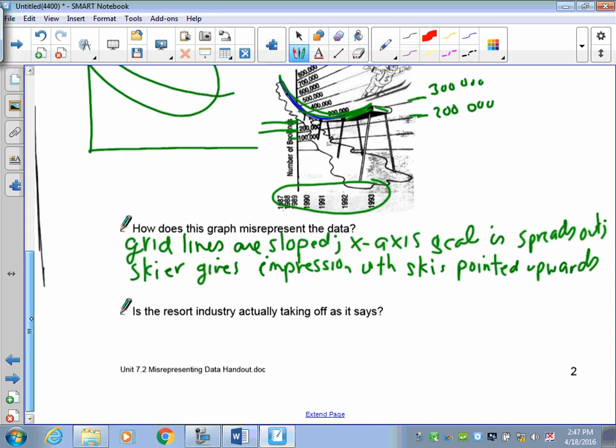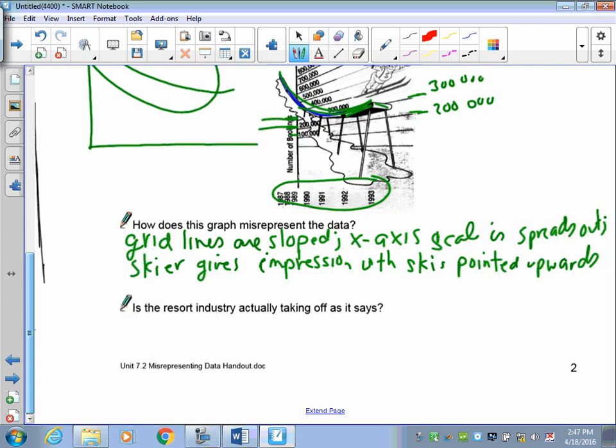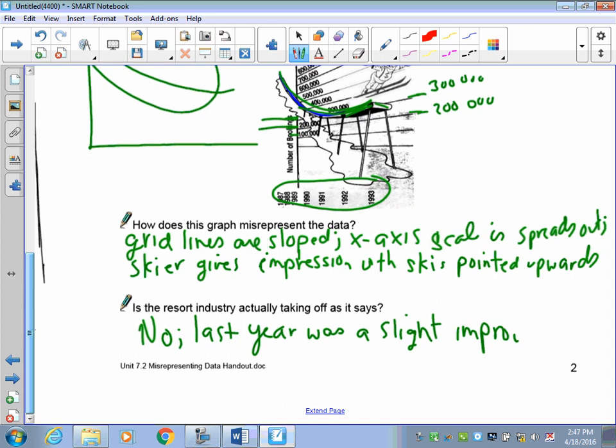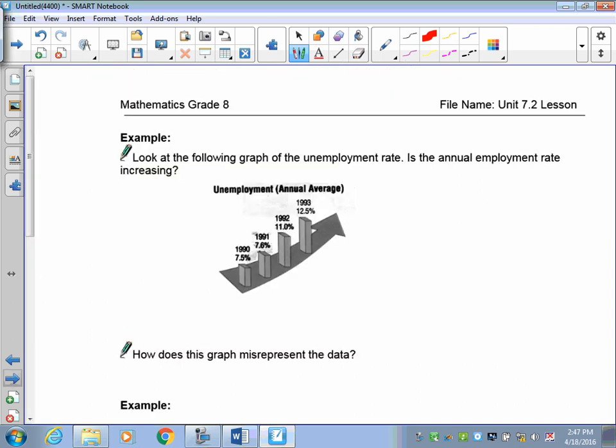All right. So is the ski resort actually taking off as it says? The answer to this is no. The best that can be said is that the last year was a slight, and I mean a real slight, improvement. And I'm not even going to swear to that, because looking at the information right in here and how it's drawn, I could actually be wrong there. It could actually be just horizontal or maybe even decreasing, but I get the impression looking at it it's gone up a little bit.